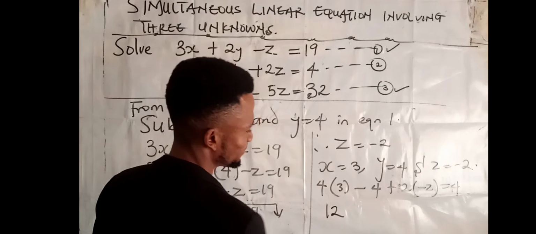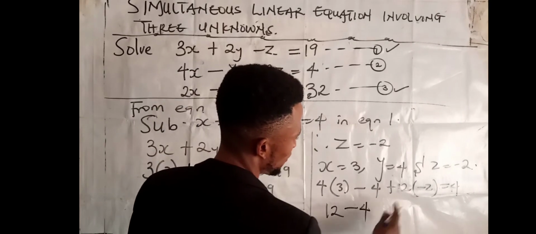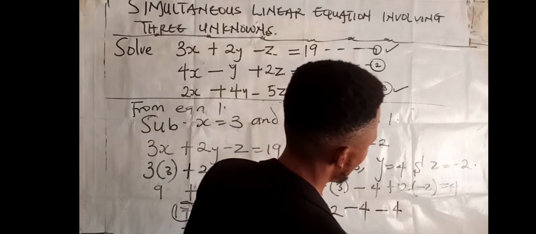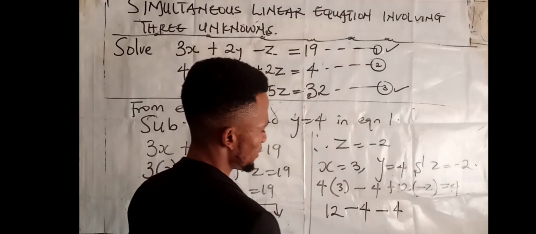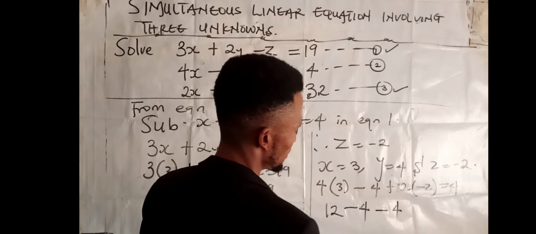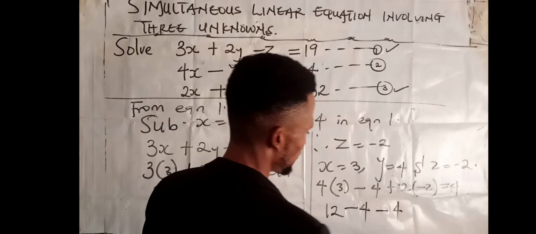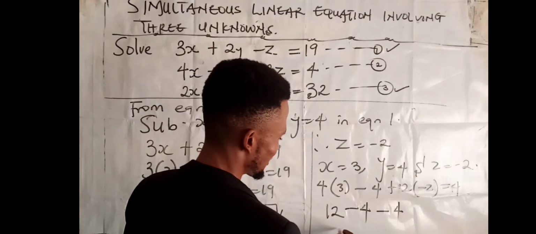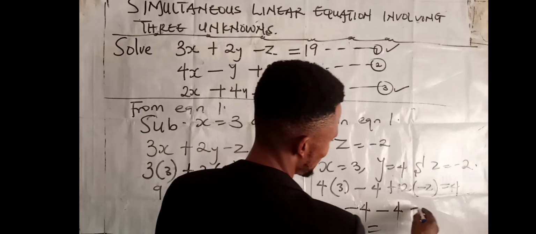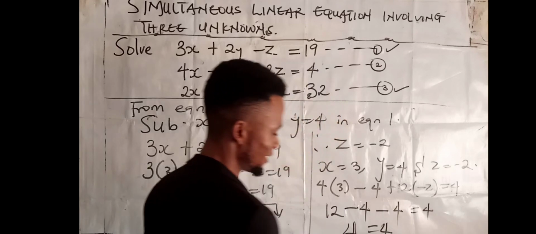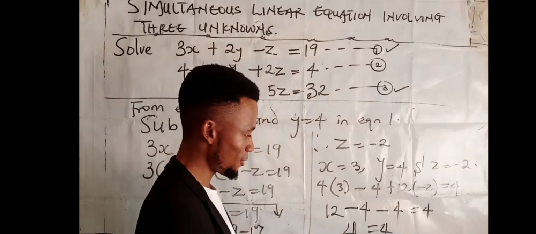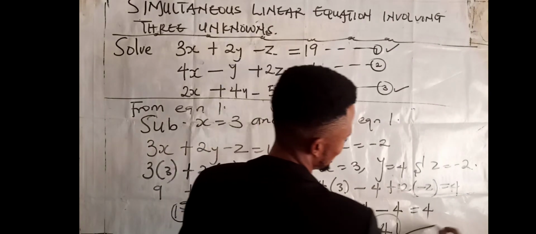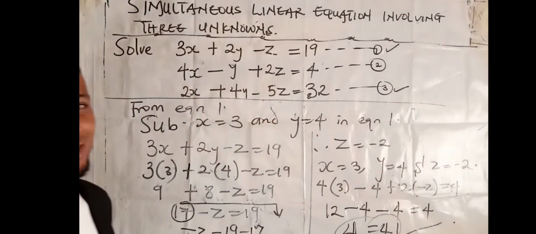This is 12 minus 4 minus 4. So what do I have here? 12 minus 4, 8. 8 minus 4, 4. Is that okay? So this is 4 is equal to 4. Very easy. 12 minus 4 is 8. 8 minus 4 is 4. This gives us the answer.